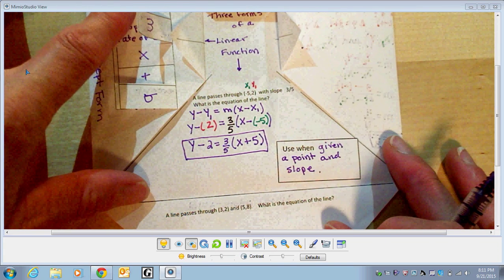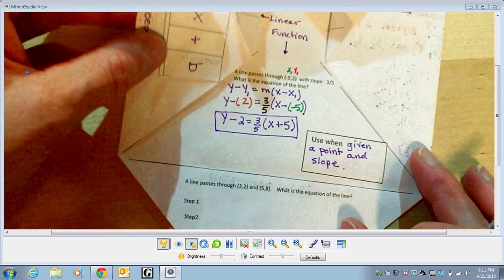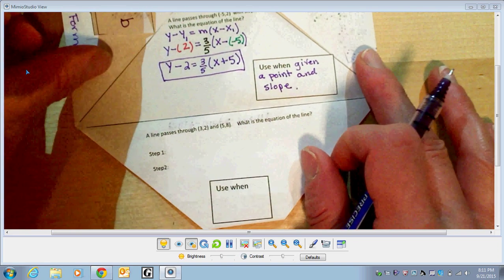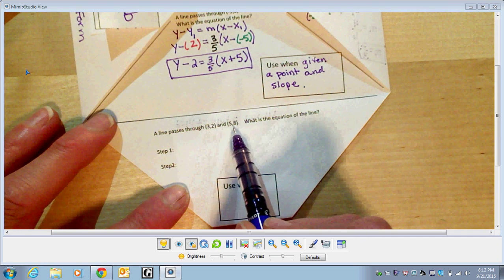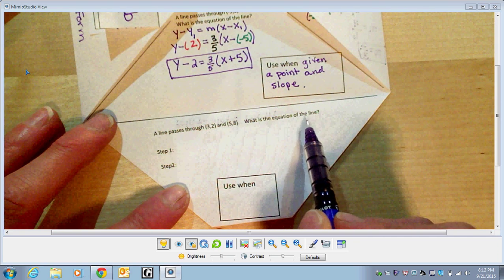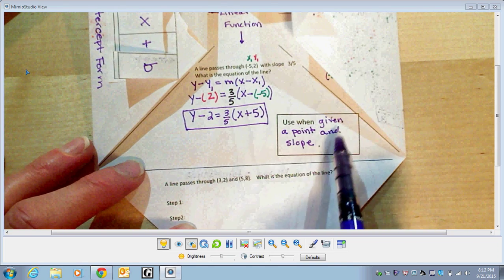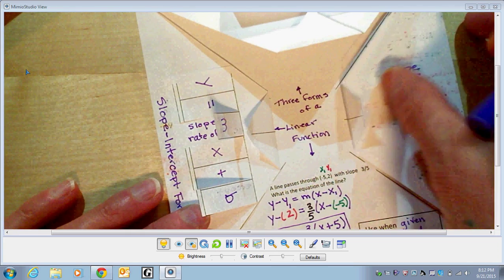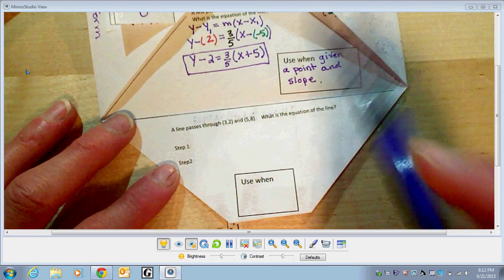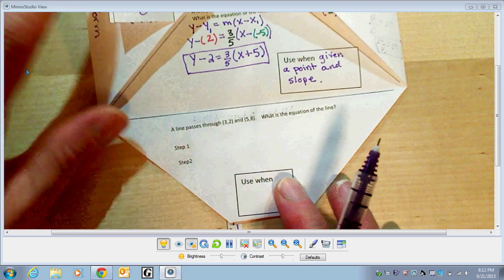So we're going to look at one more example because sometimes we're not given things directly and we still have to figure it out. So here, a line passes through this point and that point. What is the equation of the line? Well, you're thinking, wait a minute. In order for me to use point-slope form, I have to be given a point and a slope. In order for me to use slope-intercept form, I have to be given the slope and the y-intercept. In this case, I'm only given 2 points. Well, we know that I can figure out the slope when given 2 points.